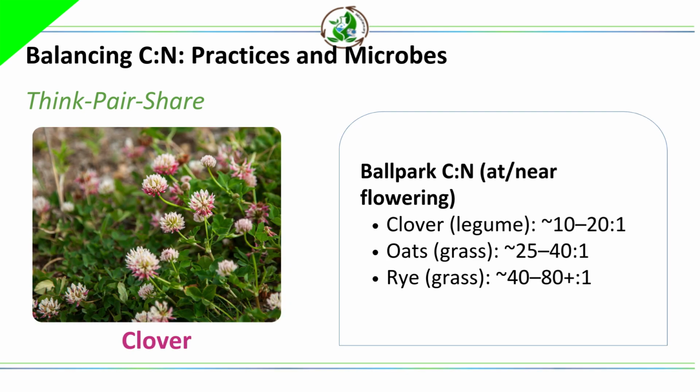Here's a quick guide to some ballpark C to N numbers at flowering. Clover, a legume, is roughly 10 to 20 to 1. That's low C to N, so it decomposes quickly, giving a fast nitrogen boost. Oats, a grass, are around 25 to 40 to 1, a middle ground, with moderate breakdown and steady release. Rye, another grass, can be 40 to 80 plus to 1. That's high C to N, breaking down slowly and feeding fungi, great for long-term structure. Remember, as plants age, their C to N goes up since they get more carbon relative to nitrogen.